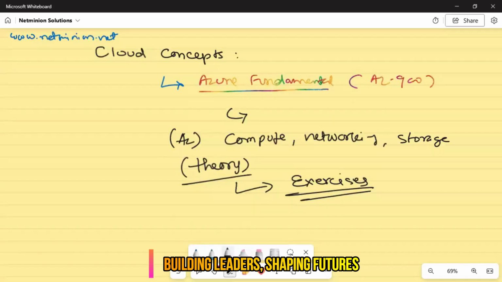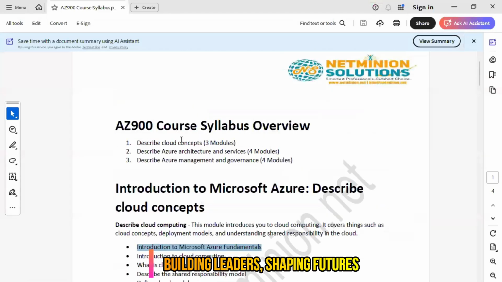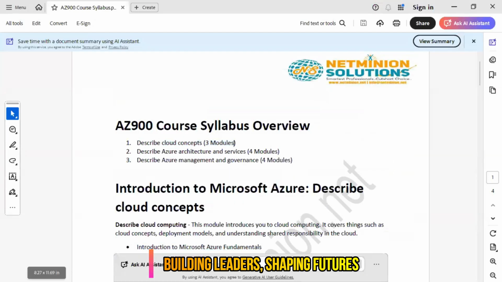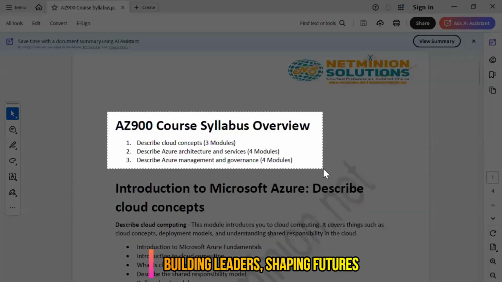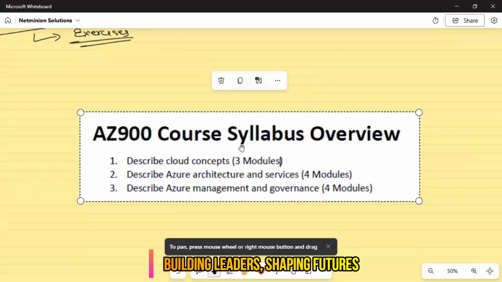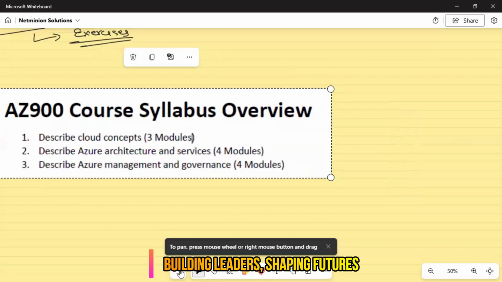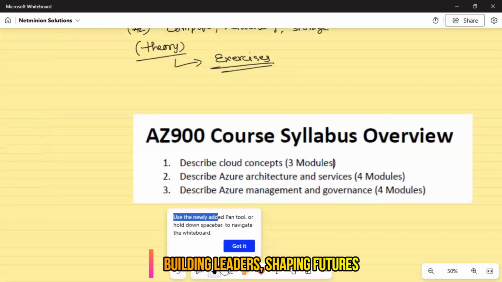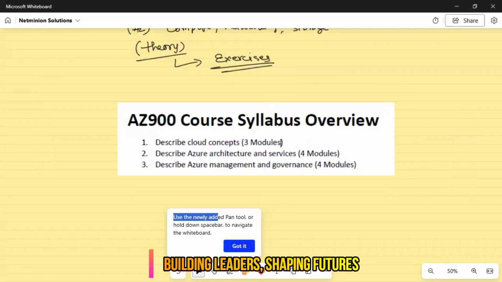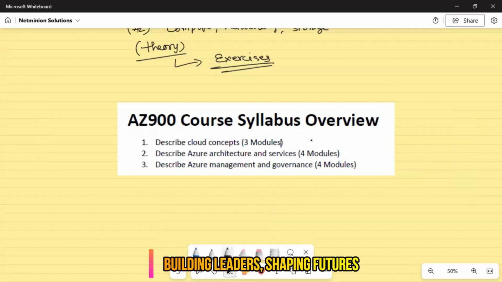Now, with respect to the certification, the cloud concepts part will cover 25 to 30%. Let me take a screenshot. Okay, good to go. With respect to this Azure certification, the very first part will cover 25 to 30% of the examination questions.